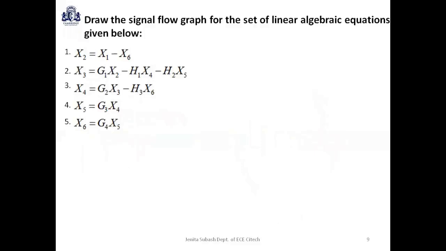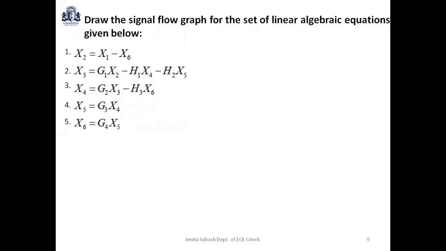Draw the signal flow graph for the set of linear algebraic equations given below. You're given 5 linear algebraic equations. x2 is equal to x1 minus x6. x3 is equal to g1 x2 minus h1 x4 minus h2 x5. And x4 is equal to g2 x3 minus h3 x6. And equation number 4, x5 is equal to g3 x4, and equation number 5, x6 is equal to g4 x5.